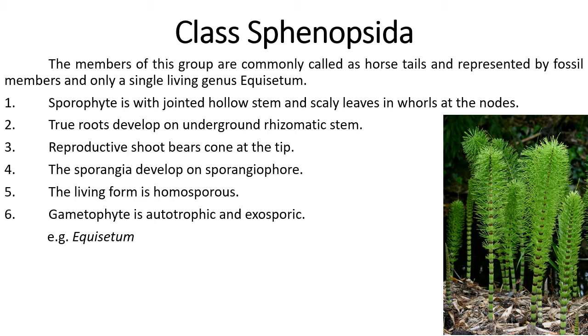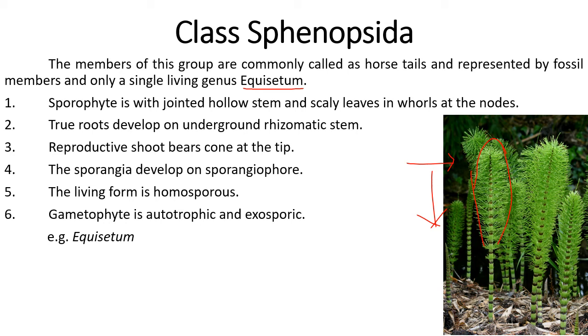Then fourth class is there, that is Sphenopsida. The members of this group are commonly called as horsetail and represented by fossil members, and only one living genus is there, and that is named as Equisetum. Here you can see, if you see this in inverted case, after inverting this, after twisting this, it looks like a horsetail and hence it is called as horsetail fern. Let us learn their characters.